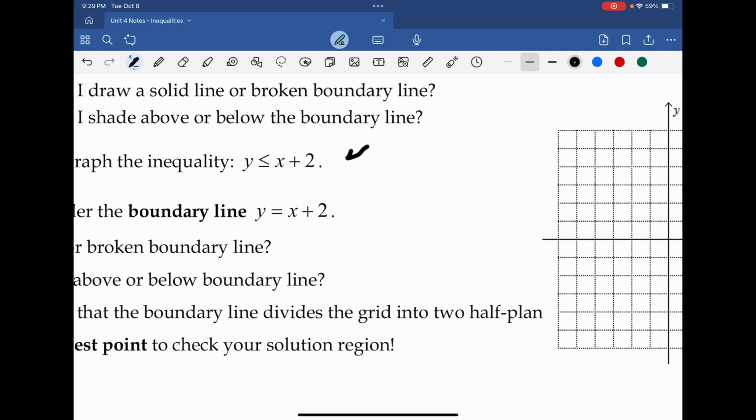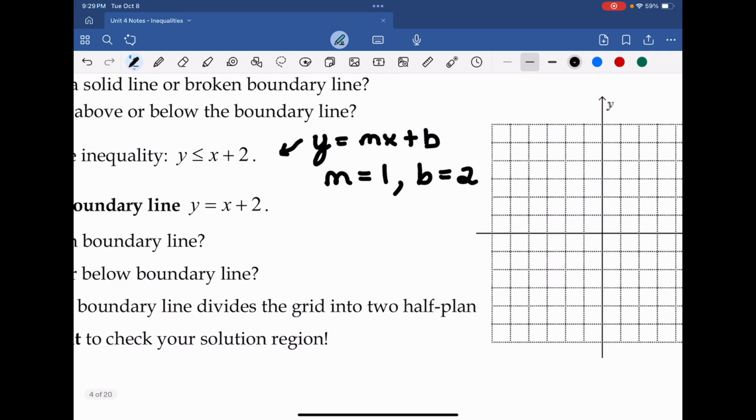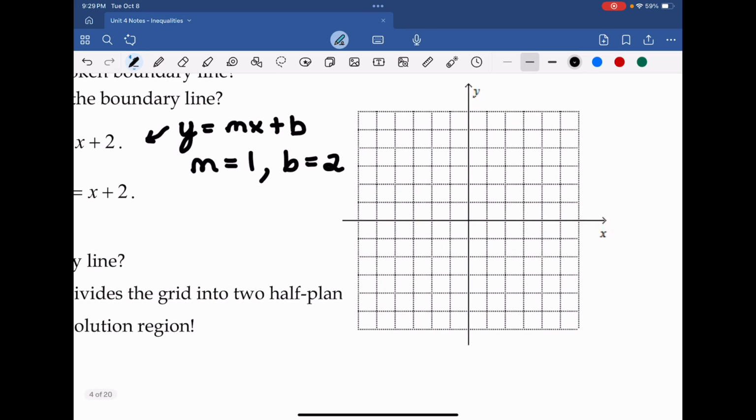I'm just going to write this off to the side here. We have y, which is equal to mx plus b. This is symbolic of this, which means our slope in our situation is equal to 1, and our b value is equal to 2, which is the y-intercept. So now what we're going to do is we're going to plot this out. Starting off with a y-intercept of 2, I'm going to put a point there, and then a slope of 1, well, that's 1 over 1.